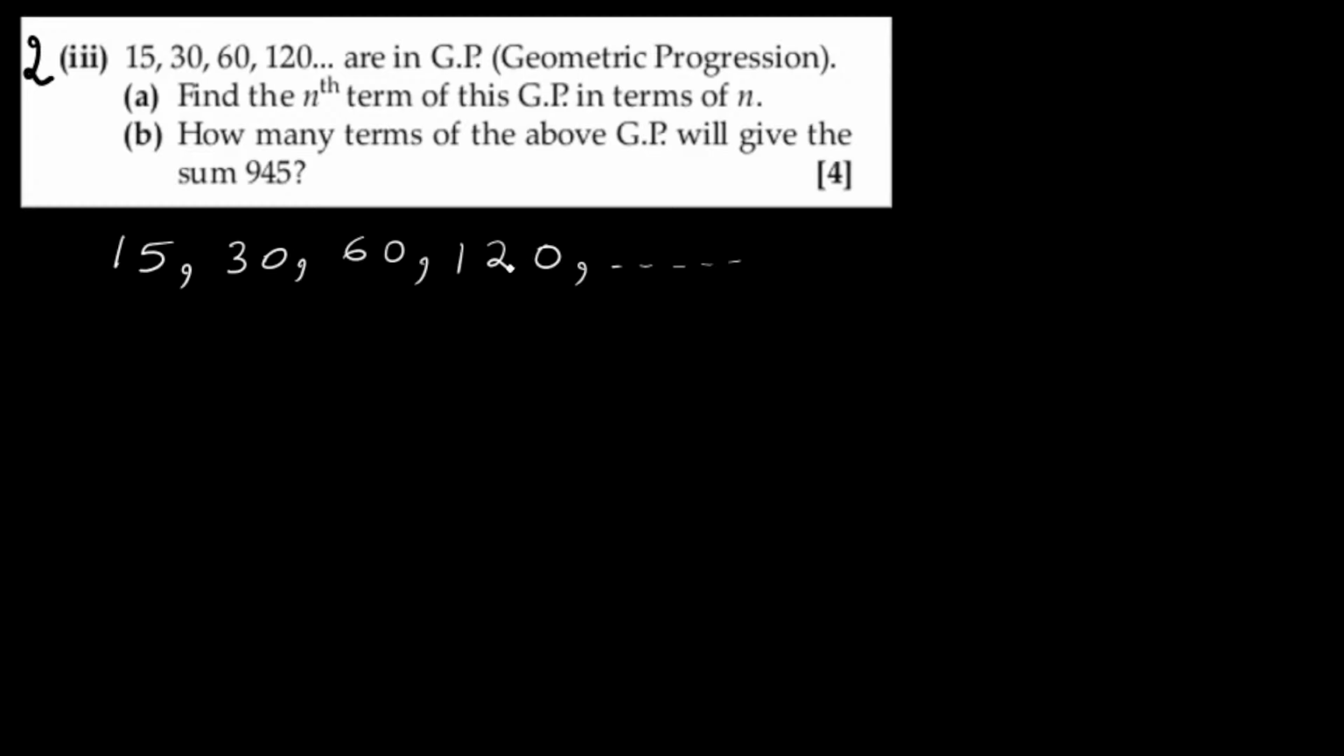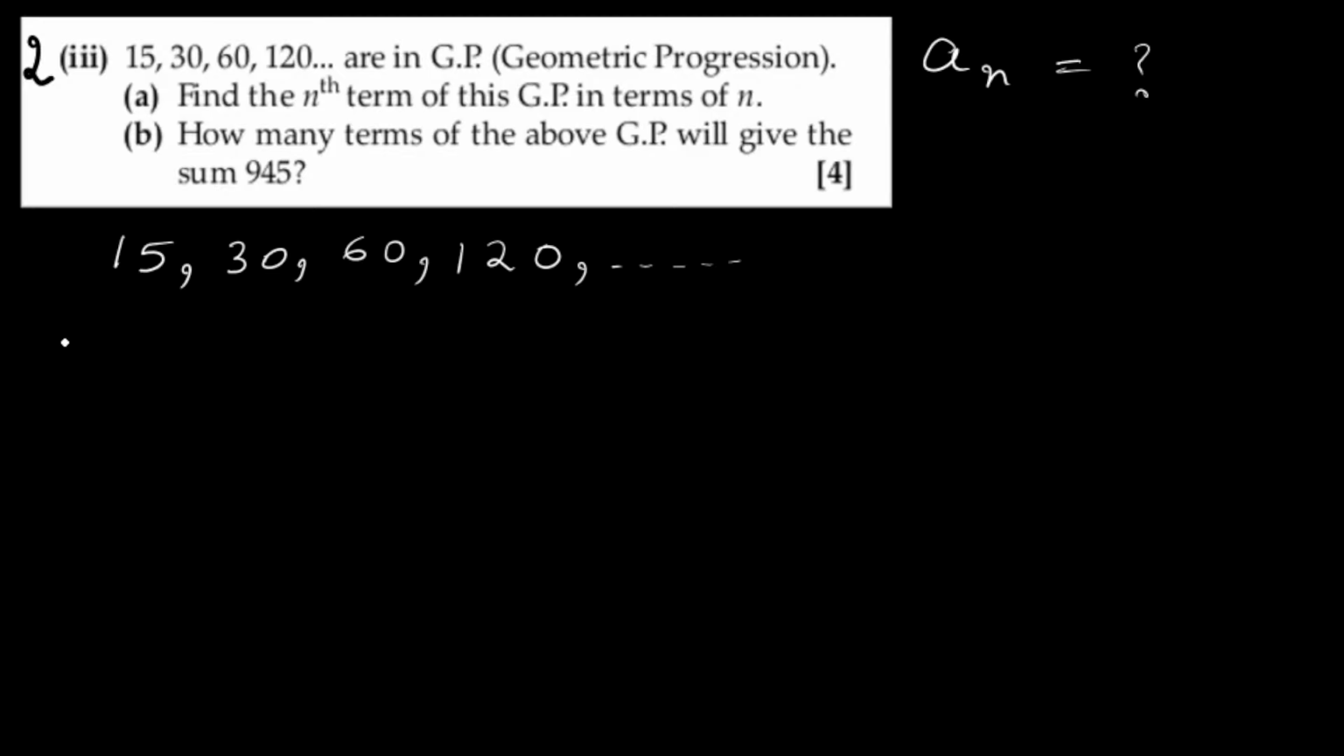So a sequence is given to us: 15, 30, 60, 120, which is a geometric progression. Find the nth term of this GP in terms of n. So the nth term we have to find. That means an we have to find, and it should be in the form of n only.